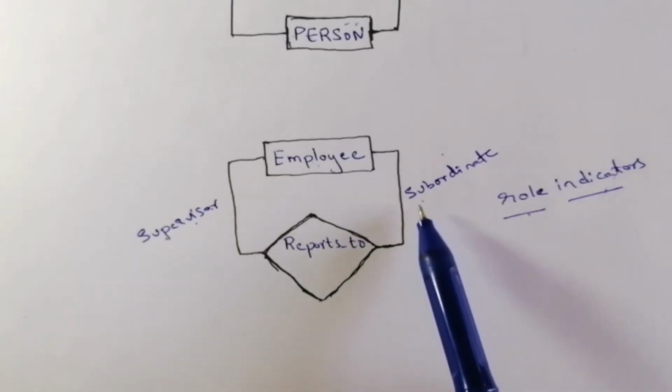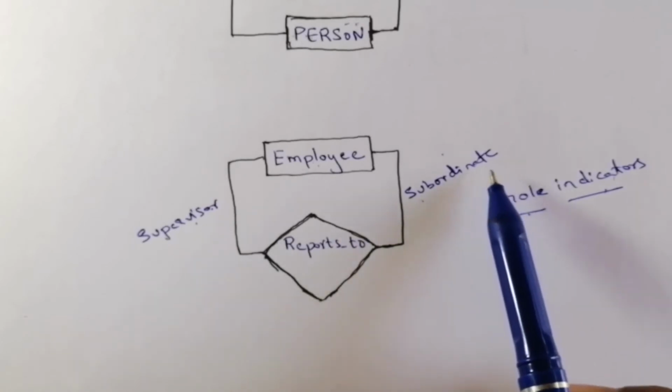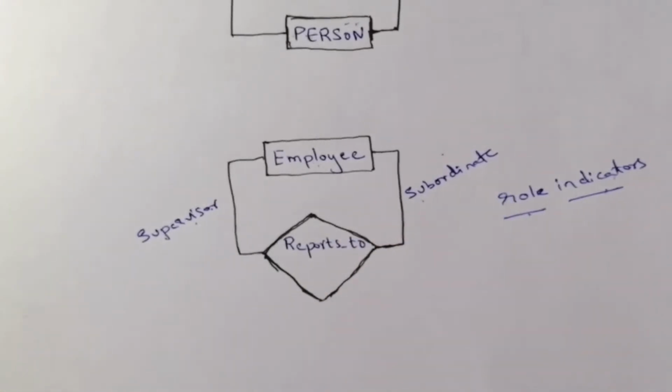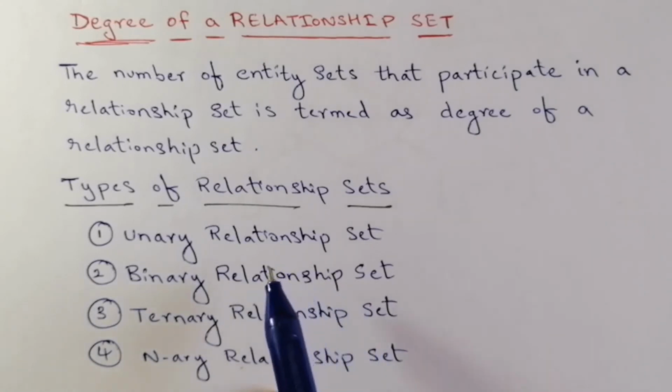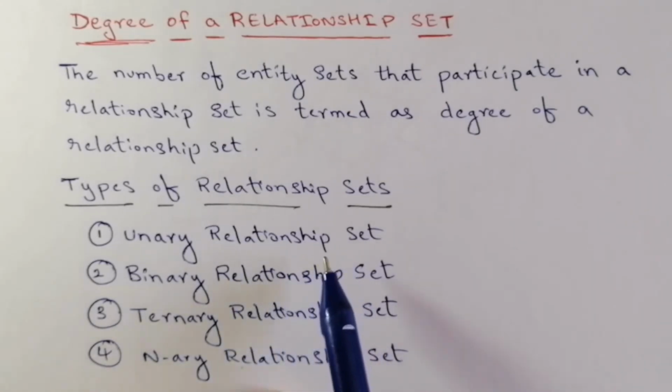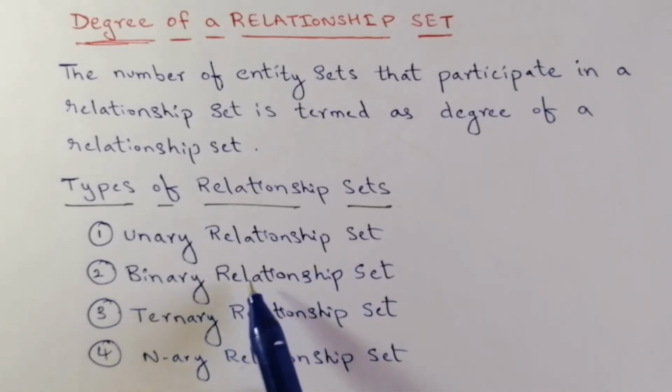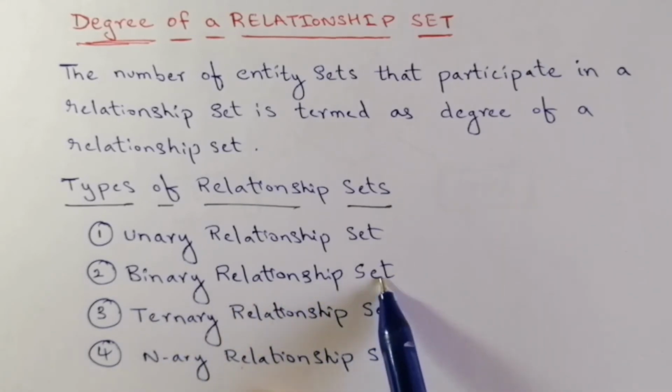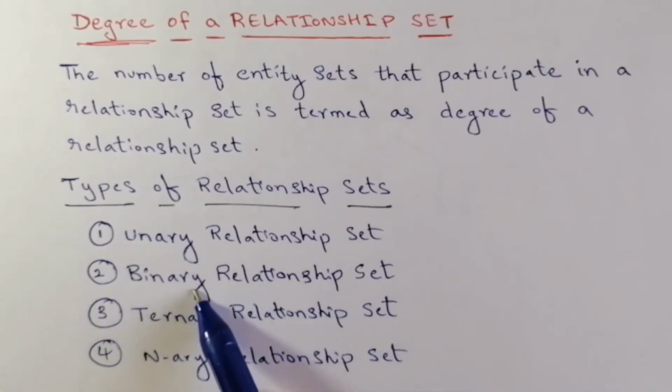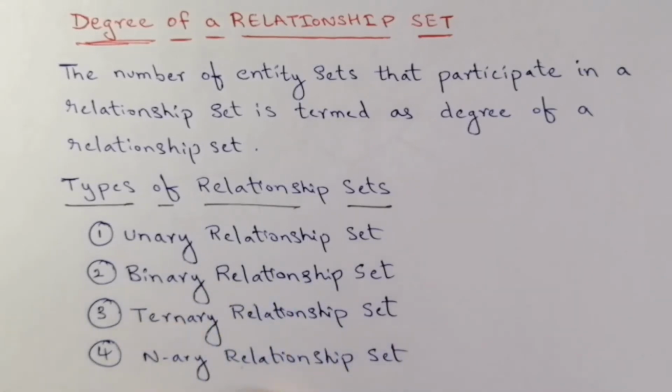So we have to specify the roles, right? We have studied about the unary relationship set, and now we are going to study about the binary relationship set. The name itself indicates binary means how many entities are going to participate? Two. So right, let us look at it.